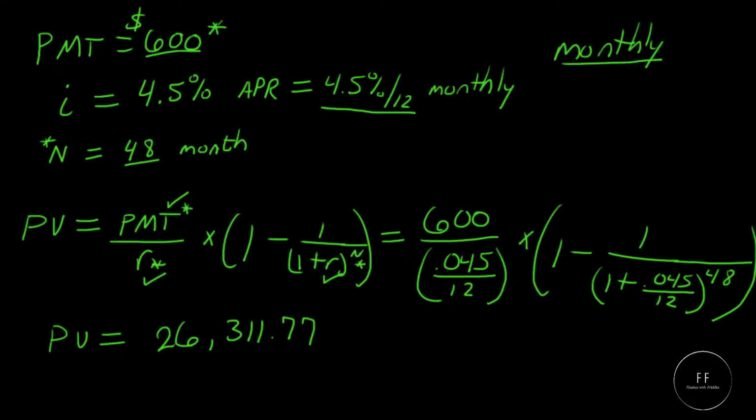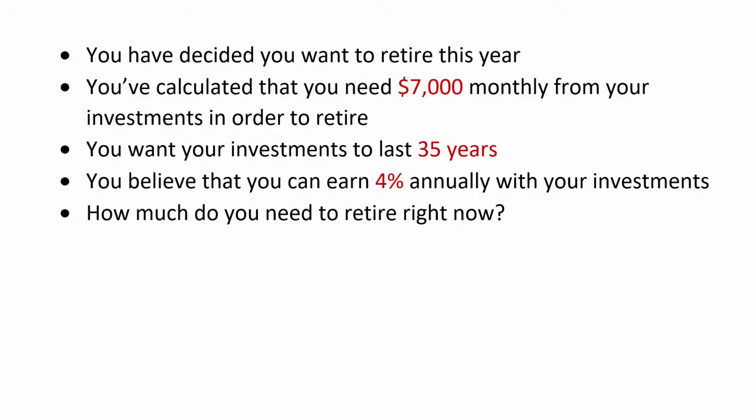$26,311.77. In other words, the most expensive car we could purchase would be a car that costs $26,311 because that's the maximum price on a car that we could pay while still paying just $600 every single month at a 4.5% annual percentage rate over a period of 48 months.